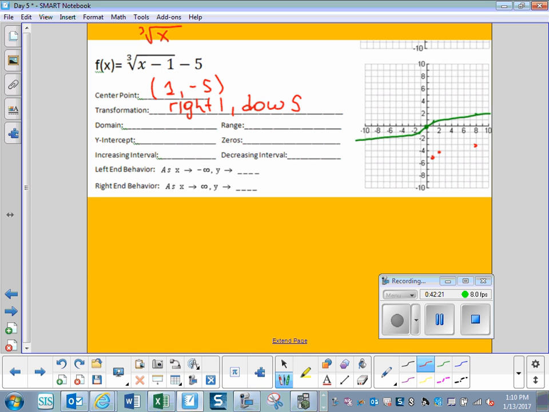So I can just take my key points and apply my transformations, moving my graph point by point, or I can take the new points from the graphing calculator. Okay, so domain. What is the domain of this function? Hannah? Negative infinity to infinity. Yes. Range?